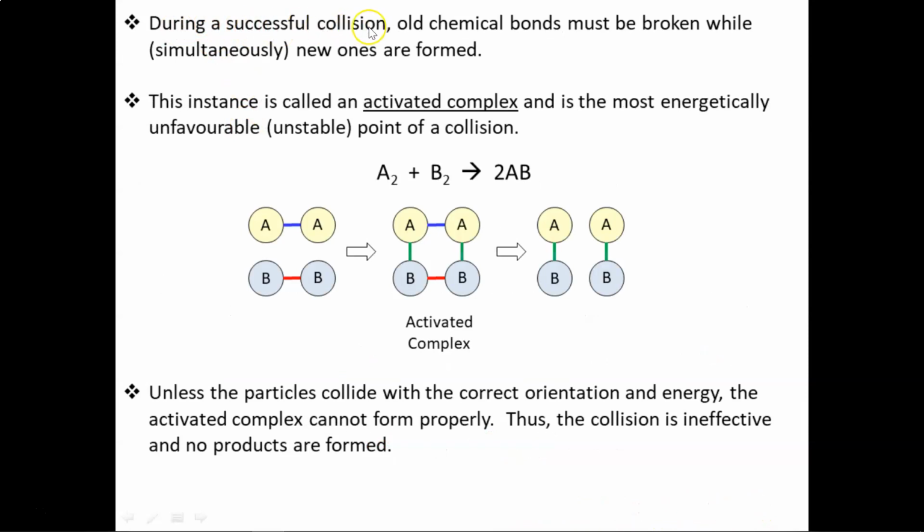Now, during a successful collision, old chemical bonds must be broken, while at the same time, new ones are going to be formed. That split second where all the old bonds and new bonds exist all at the same time is called an activated complex. This is the most energetically unfavorable, or the most unstable point of the collision. So unless the particles collide with the correct orientation and energy, the activated complex cannot form properly. As such, the collision is ineffective and no products are formed.